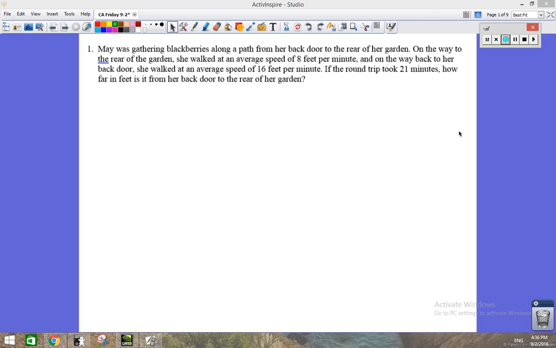Let's take a look at some of these uniform motion problems. Here you have May, and she's leaving out her back door, going to the rear of her garden, and then she's returning back to her back door. Now, on the way out to her garden, she walks at an average speed of 8 feet per minute, and on her way back, she walked an average speed of 16 feet per minute.